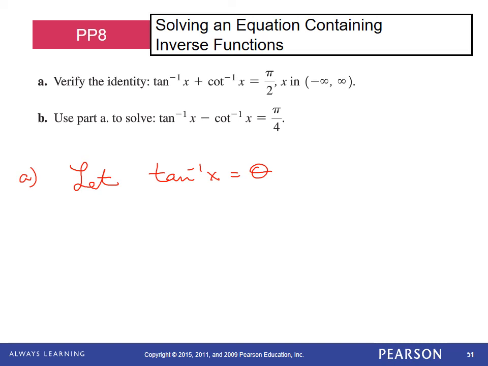Okay, tangent inverse of x is equal to theta. What do we know then? What is x equal to then? x is equal to tangent of theta. It has to equal that because what we just did is we took tangent on both sides. Okie dokie, if that's the case, then we have this little trick up our sleeve.